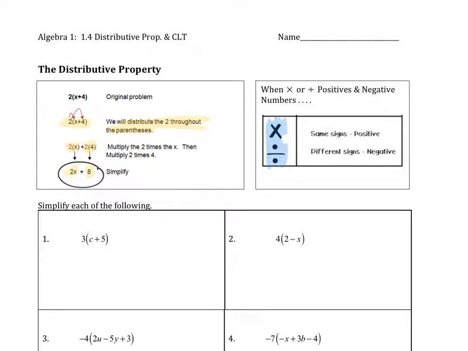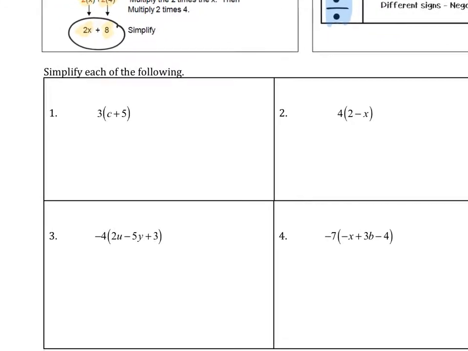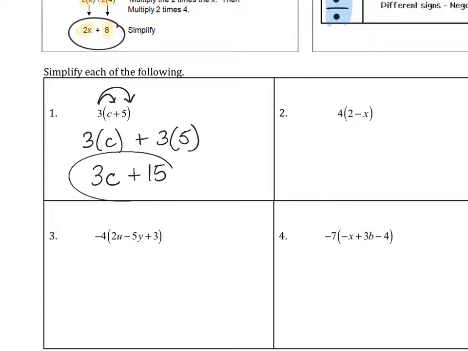So let's look at our first example. In our first example, we have 3 on the outside, parentheses, c plus 5. And we're going to distribute that 3 into the set of parentheses. So we're going to take this 3 and multiply it into both pieces. So this becomes 3, and I'm going to use parentheses to indicate multiplication, times c plus 3 times 5. 3 times c, we can just write as 3c. It simplifies to 3c. And then 3 times 5 is 15. And this is our final answer, 3c plus 15.